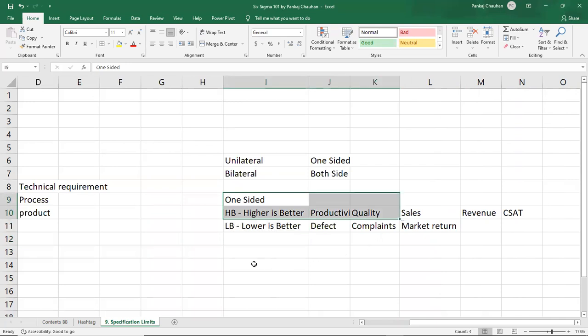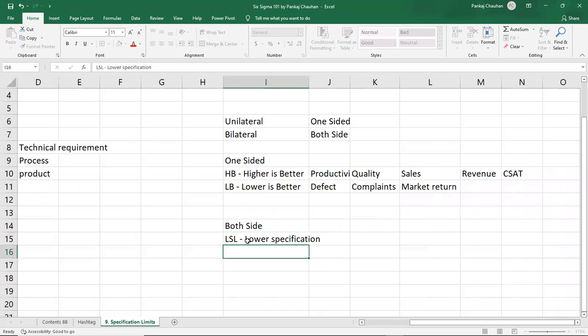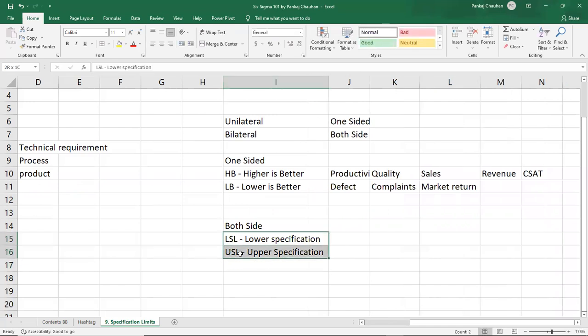But when you talk about any product you are buying, that will have both sides of a specification, which means you have been given an LSL, which is the lower specification limit, or a USL, which is the upper specification limit. And the output of the product dimension must be in between USL and LSL.